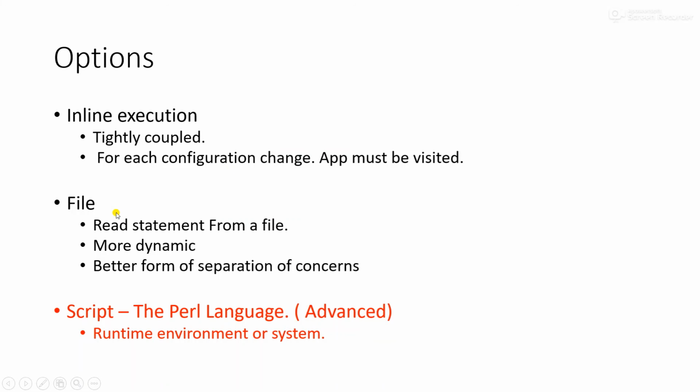Yeah, so the other option, that's for inline execution. Now we have file, which is to use a file to have this separation of concerns. And to me, I think the file is one of the best, because with a file, you read a statement from a file, it's going to be more dynamic and gives you a better form of separation of concerns. So your file sits somewhere in your project folder, and then your code always reads from the file. So if you make any changes, you make the changes in the file.